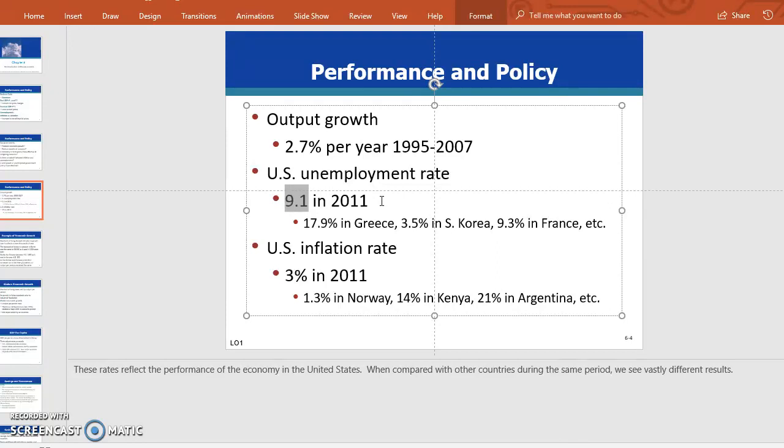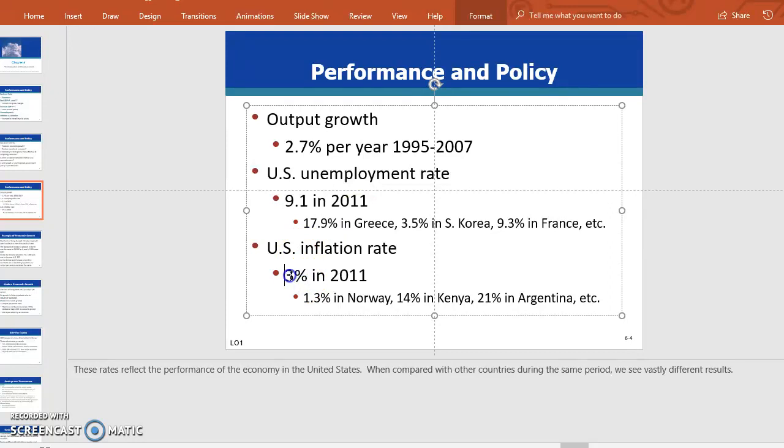And if you now compare this with Greece, at that time Greece had a 17.9% unemployment rate. South Korea had 3.5%, right? And France had a 9.3% unemployment rate.